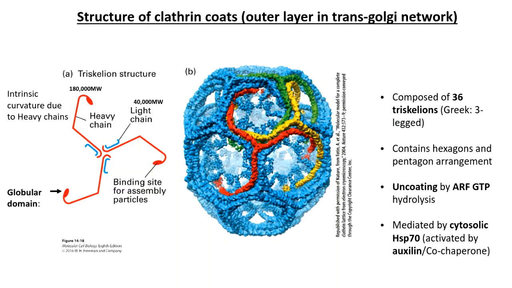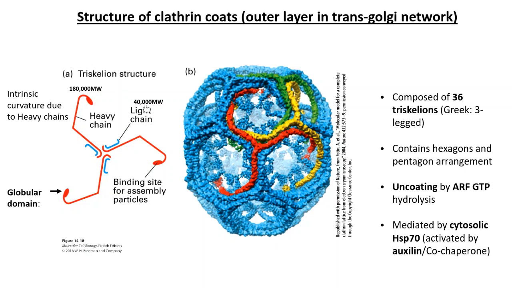So this is just the structure. There are heavy chains, three big heavy chains with the globular domain at the end, which is the binding site for assembly particles. And there are smaller light chains. Now, these are 180,000 molecular weight, and these are 40,000 molecular weight.